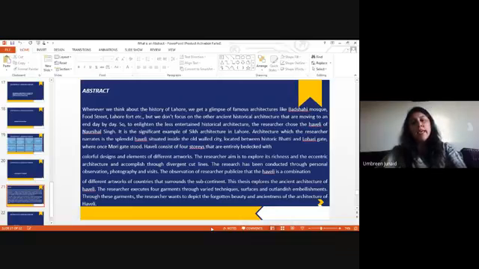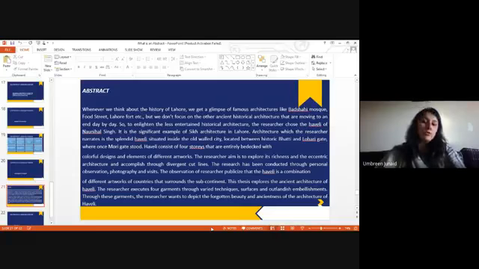This thesis explores the ancient architecture of Haveli. The researcher executes four garments through varied techniques, surfaces, and outlandish embellishments. Through these garments, the researcher wants to depict the forgotten beauty and ancientness of the architecture of Haveli. Now, this is the abstract of the thesis.